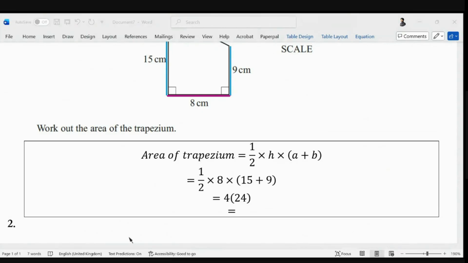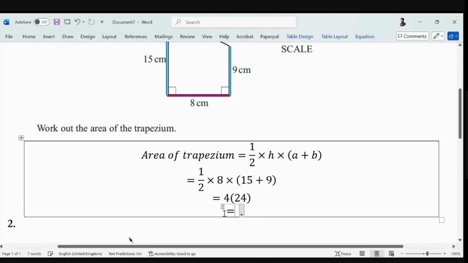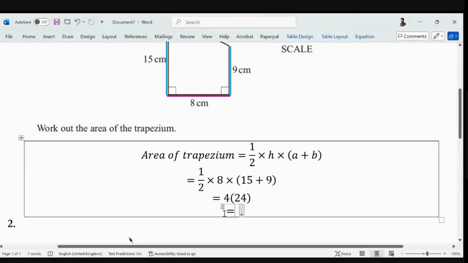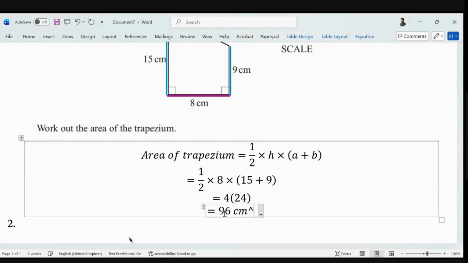Is it 112? Is it 96? So many different answers. These are mensuration P1 questions without using the calculator. 4 into 24 is 96. With the multiplication, I trust you with the value. Whatever you tell me, I'll write down that value. Okay, 96 centimeters square.